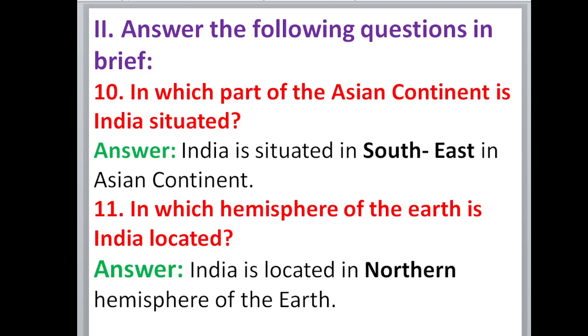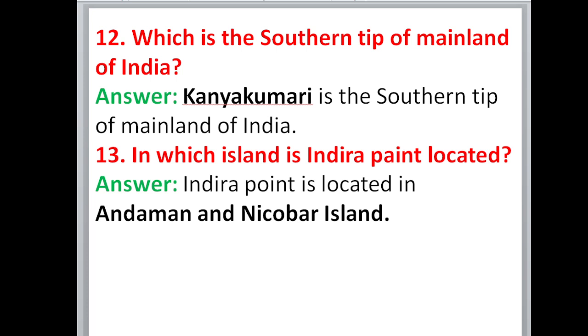Now move to the 11th one. In which hemisphere of Earth is India located? India is located in the northern hemisphere of the Earth. Now move to the next, that is the 12th question. Which is the southern tip of mainland of India? Mainland means from Jammu and Ladakh till Kanyakumari. So the answer is Kanyakumari is the southern tip of the mainland of India.